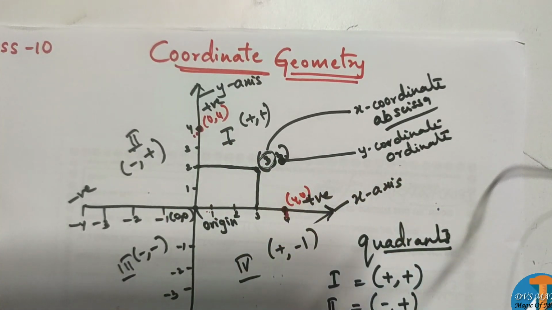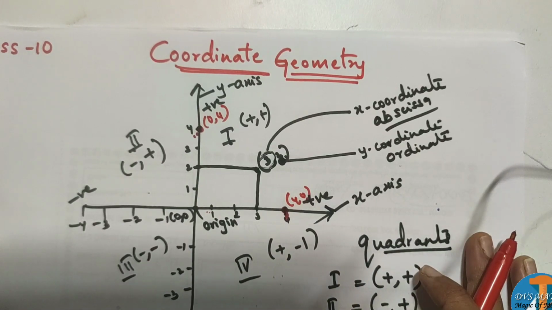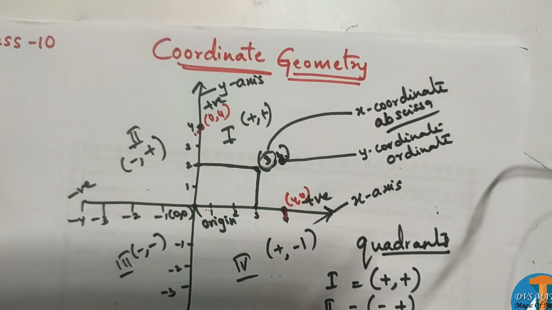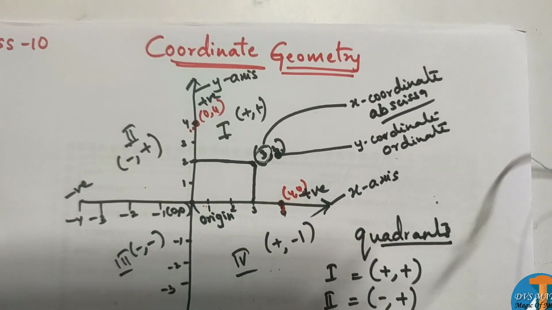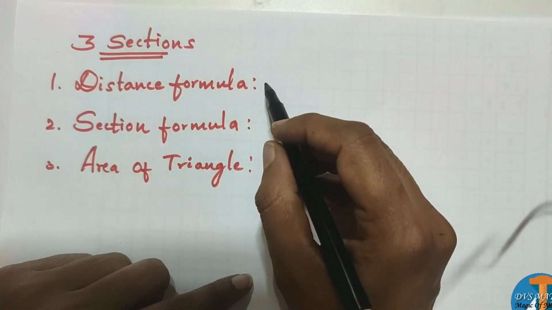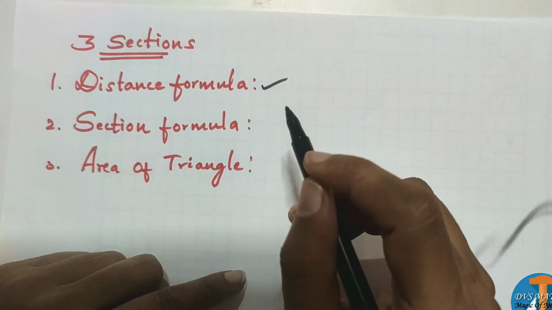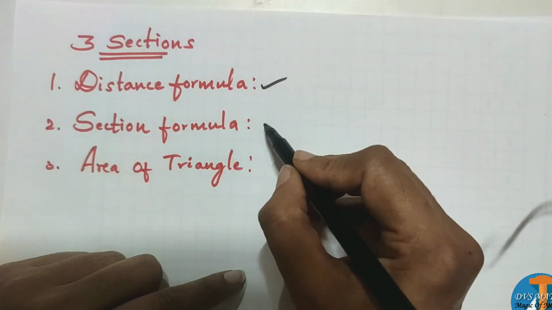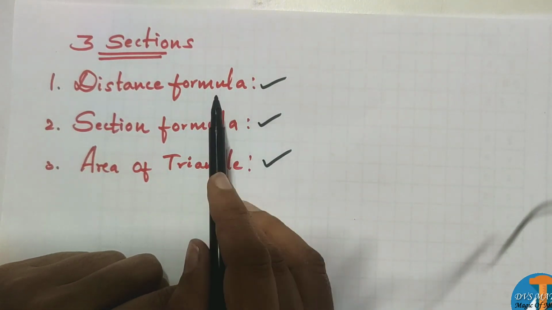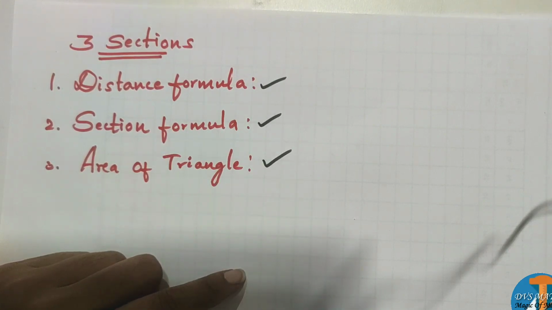Okay, so now let us move on to the particular concept in the class 10th syllabus. Here the whole coordinate geometry is divided into 3 parts. We have 3 sections: first is distance formula, second is section formula, third is area of triangle. Let us discuss one by one. Today in this session, let us discuss only the distance formula. In our next sessions, let us discuss section formula and area of triangle.